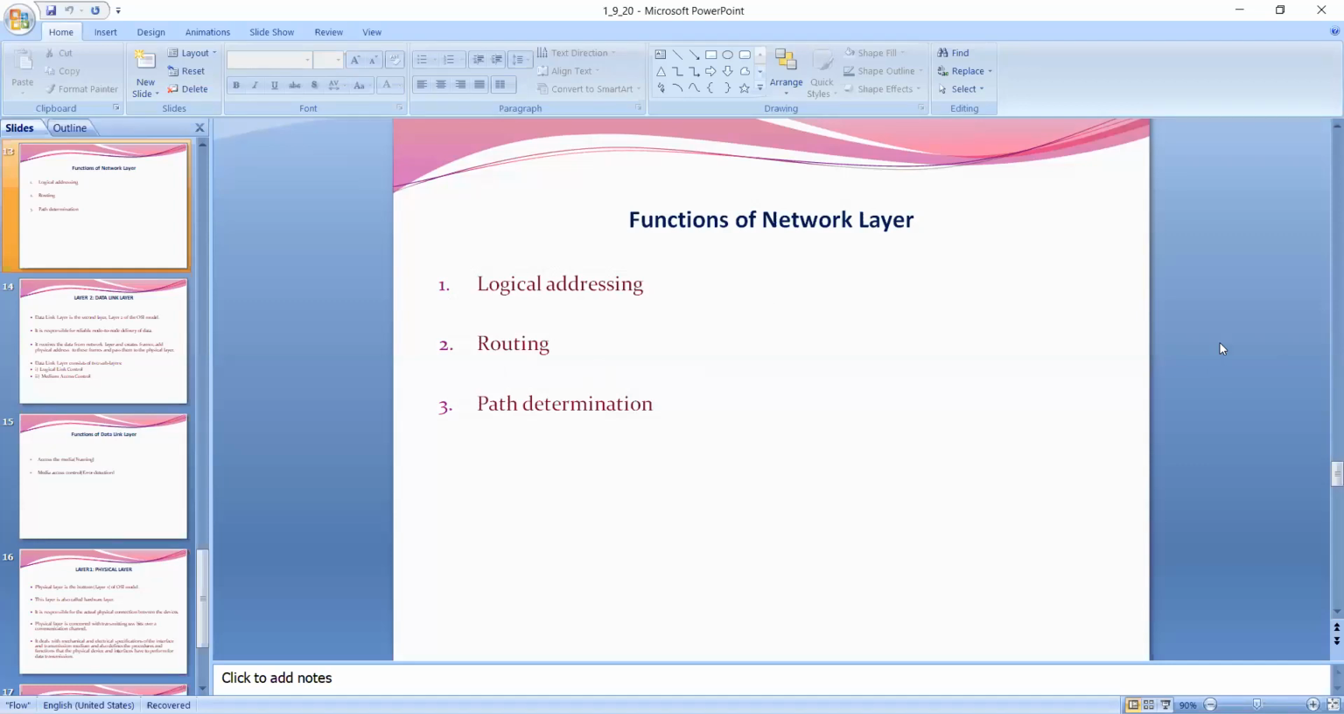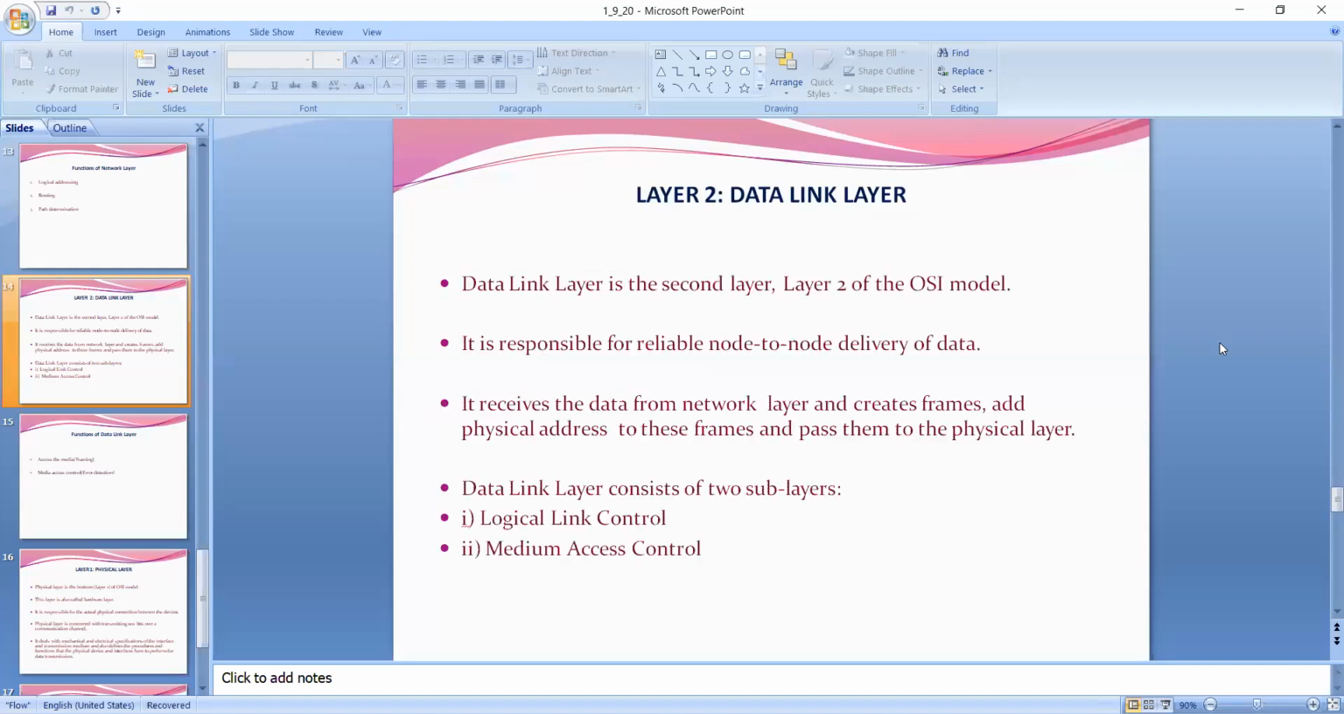Next, we will move to the next layer, that is the data link layer. The data link layer is the second layer of the OSI model. It is responsible for node to node delivery of data. Here, the data received in the form of packets from the network layer is converted to frames. In the data link layer, the data is in the form of frames.